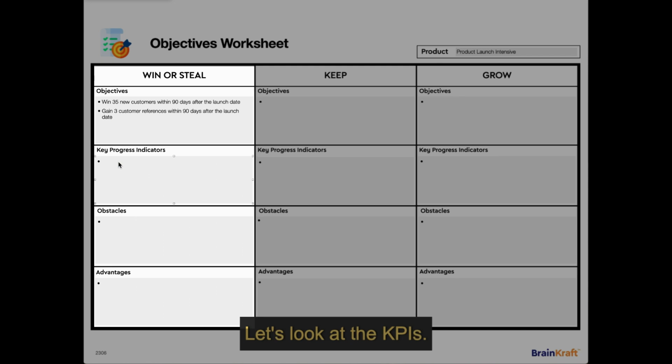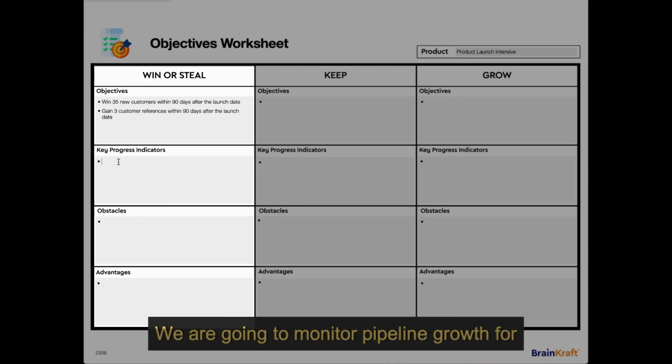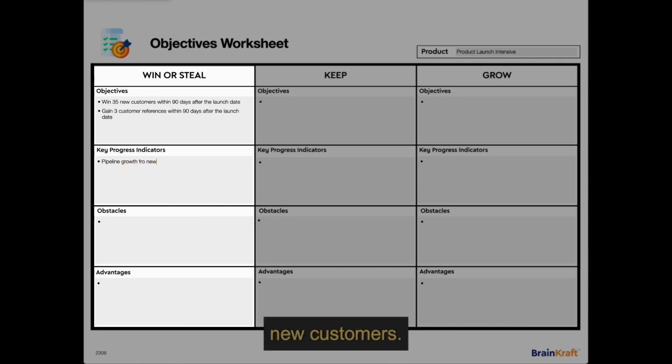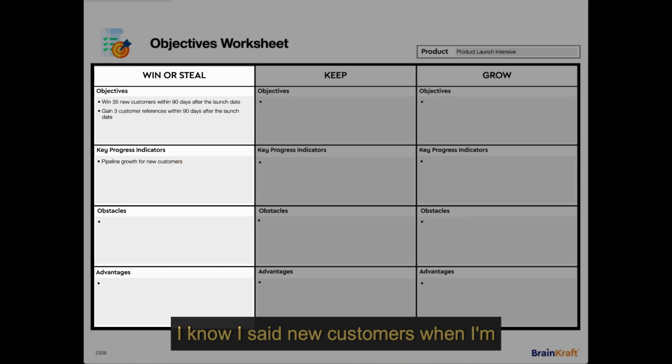So let's look at the KPIs. Let's keep it simple for now. We are going to monitor pipeline growth for new customers. Now, notice I said new customers. What I'm really saying is people we haven't done business with before.